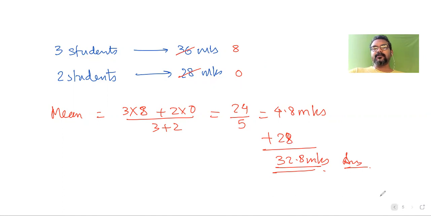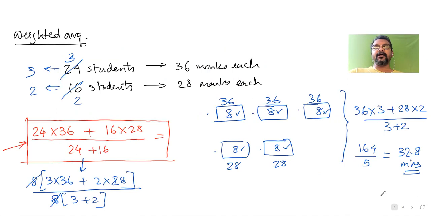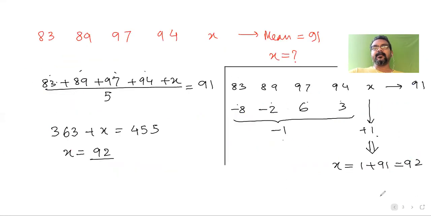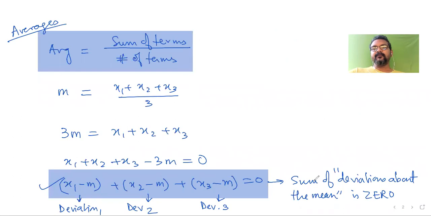So we discussed two concepts here. One was how to compute the average quickly. The second concept is if the average is given and some missing term is there, then we can very easily use the sum of deviation zero property to solve for that.